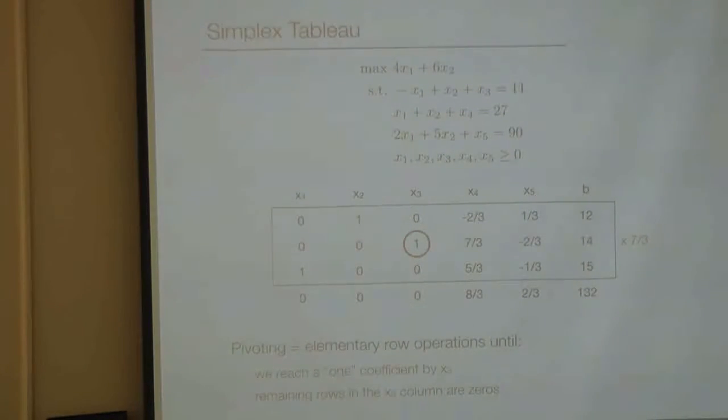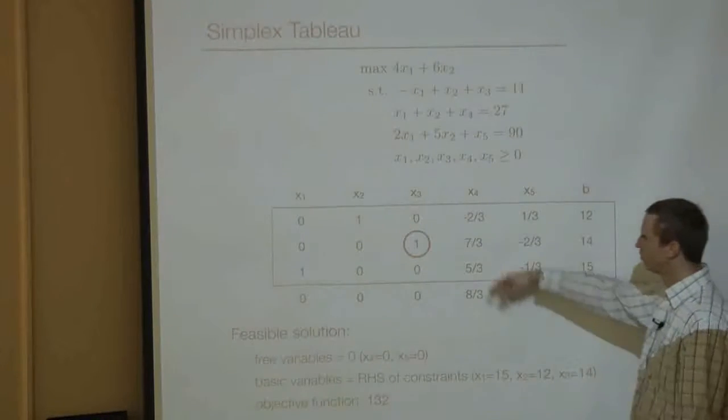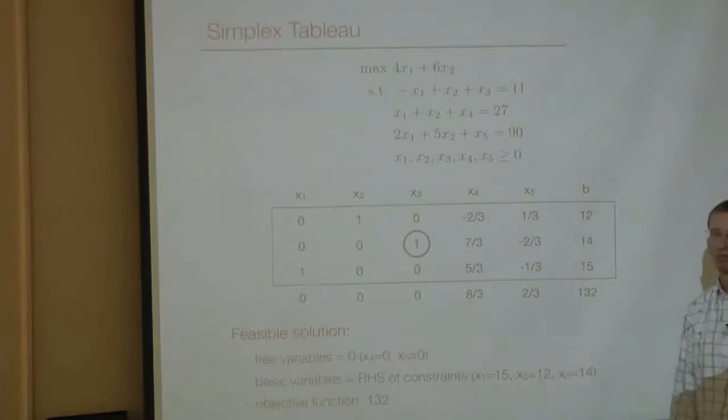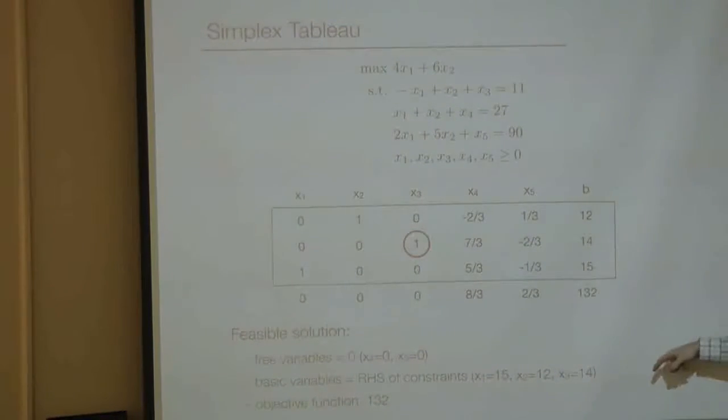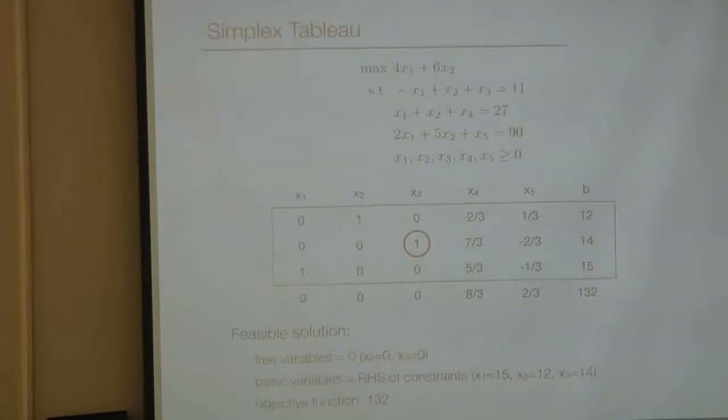And again, classification. Basic variables are those which have just one non-zero entry in the corresponding column. The remainder are free variables. A feasible solution is such that we set the free variables to 0 and the basic variables to the corresponding right-hand side. And we can easily check that all constraints are satisfied, and this is the objective value, 132. So if you remember, we started from 0, then went to 66, then to 116. Now we are at 132.